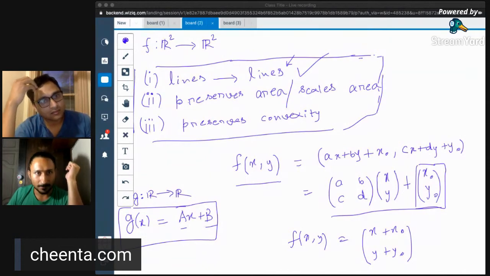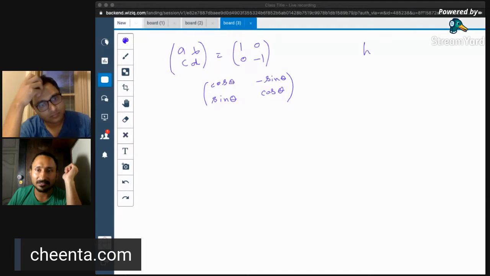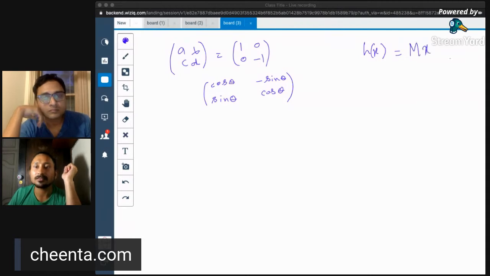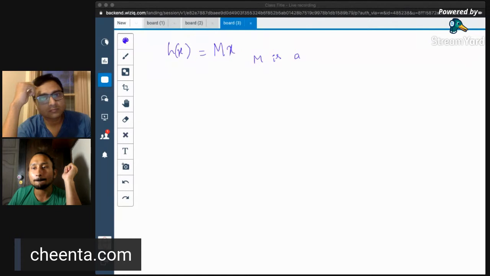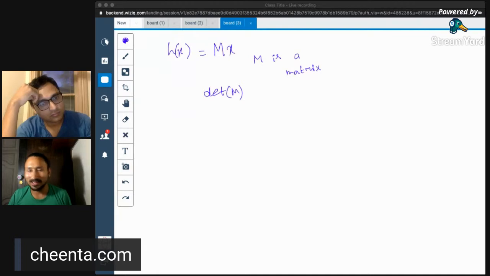For the second one, for those of you who know linear algebra, you should recall that for a linear transformation of the form h of x equal to M x, where M is a matrix, the area gets scaled by a factor of determinant of M. So you might ask, is an Olympiad student supposed to know linear algebra?